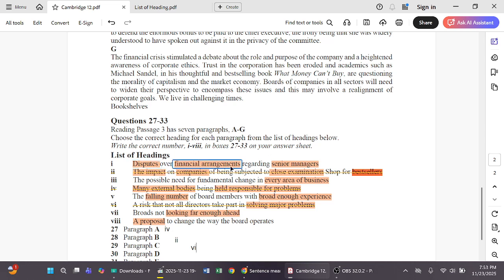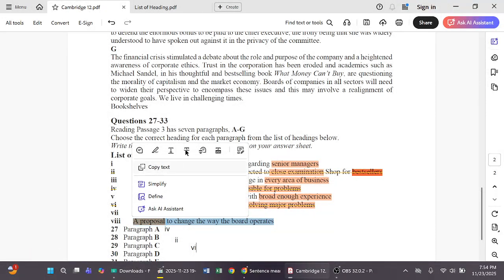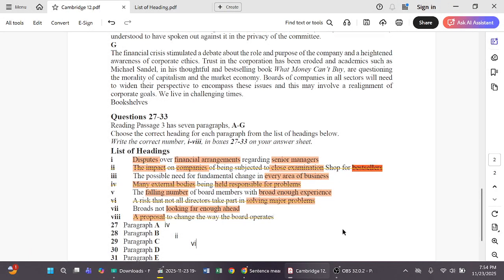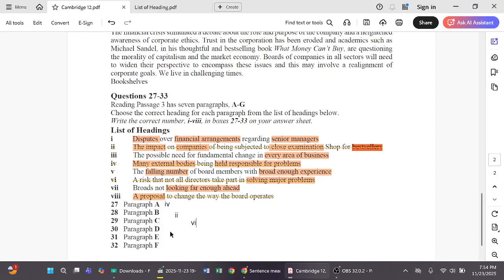Okay, so disputes over financial arrangements, no, we didn't get anything here. The possible need for fundamental change, we didn't get anything here. The falling number, no. What is the board not looking for? No. A proposal to change the way the board operates. Okay, that's the only option that we can get here. So for paragraph D, okay, it is like the last one.